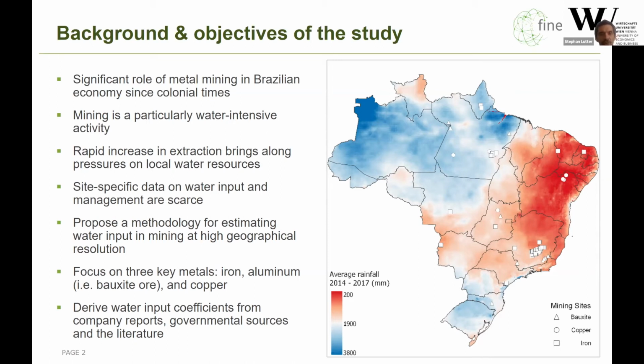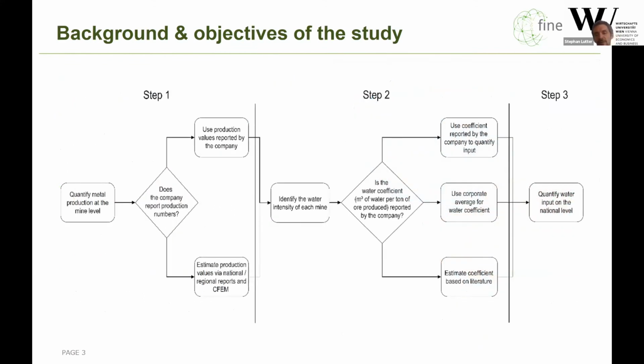We focus here on Brazil because our take was that data availability is better than in other countries, and especially the auxiliary data available is helpful, so indeed auxiliary. We focus on 3 key metals, which are iron ore, aluminium ores, which is bauxite, and copper ores. And the idea is to derive water input coefficients from company reports, from governmental sources, and from the literature. So what's the main process or the main approach here?